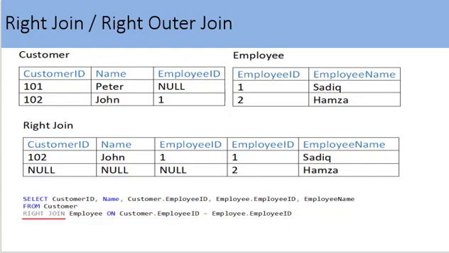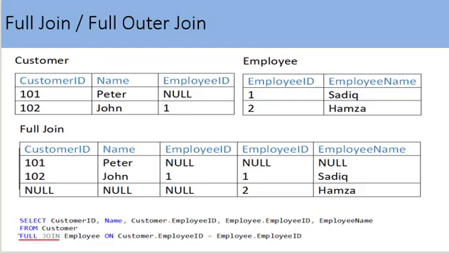Name of right table is mentioned in the right join clause. In other words, right outer join returns all rows from second or right side table and only related rows from the left side table. In this example, employee is the right table, so all the rows from employee table are returned and only related rows from customer table are returned.